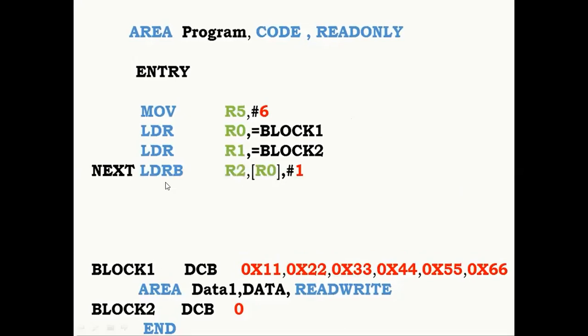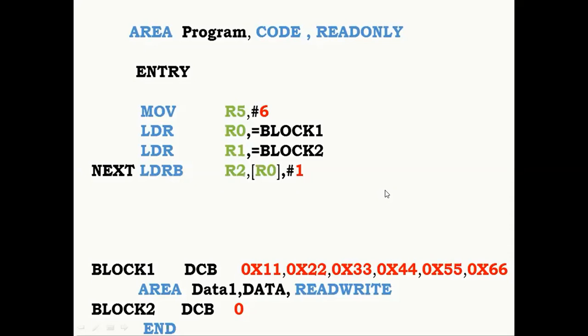And next what you are doing: LDRB, load register byte. In the square brackets, at the address location pointed to by R0, there is some value. You are moving it into register R2. What is that value? 0x11 is there, you are moving into R2. After moving, you are incrementing the address in R0. So after moving the data from the address location of block 1 to R2, you are incrementing the value by 1.